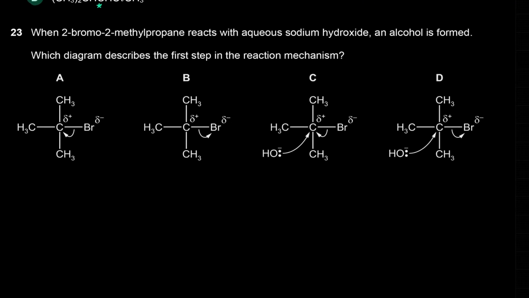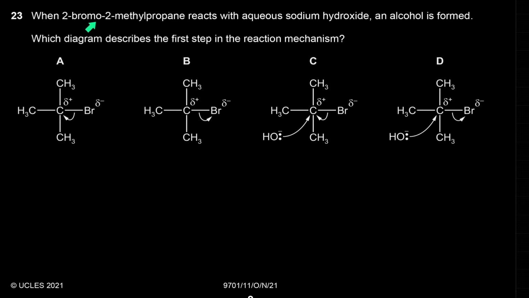Question number 23. When 2-bromo-2-methylpropane reacts with aqueous sodium hydroxide and alcohol is formed, which diagram describes the first step in the reaction mechanism? Now over here you have 2-bromo-2-methylpropane. Okay, so you have a 3-carbon chain, right? That's propane. And then you have a CH3 and a bromine, right? So you have a tertiary halogenoalkane here.